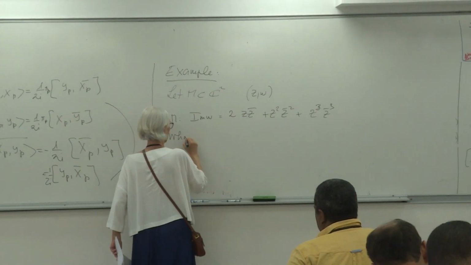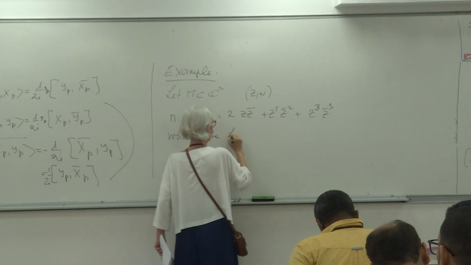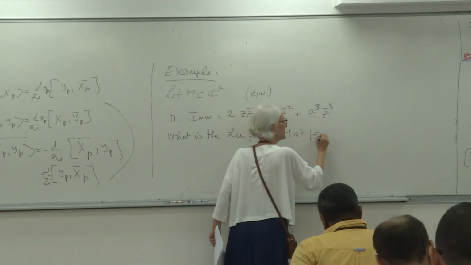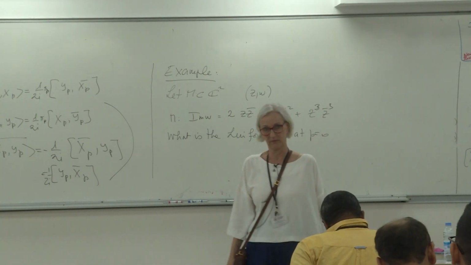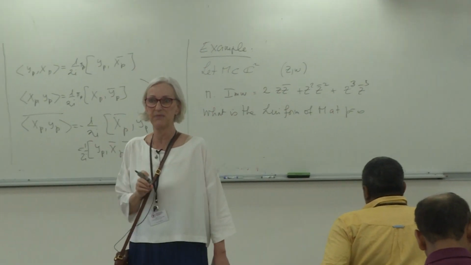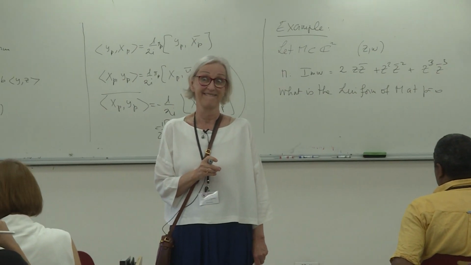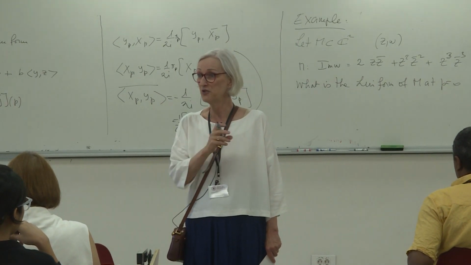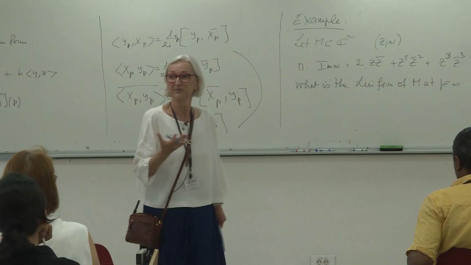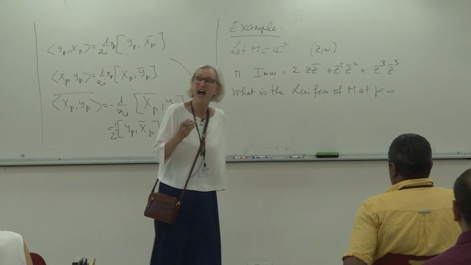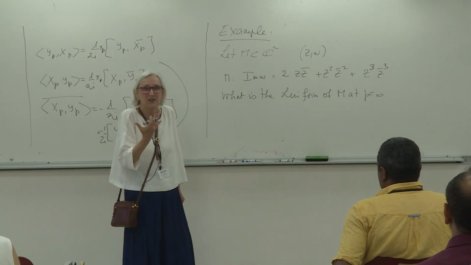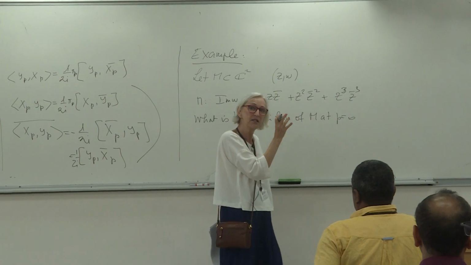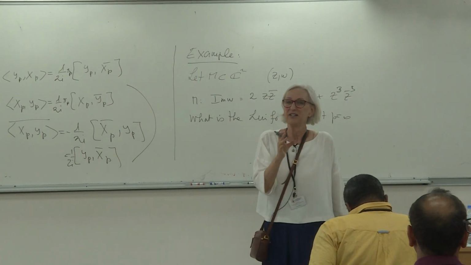What is the Levi form of M at P equal to 0? What is your guess? Can you directly tell me what it is? 2. Who said that? Good. Do you know how to do it? Yeah, you have to compute, but after a while, there is an algorithm, and you see, you have the first Z Z bar. It's my first term.